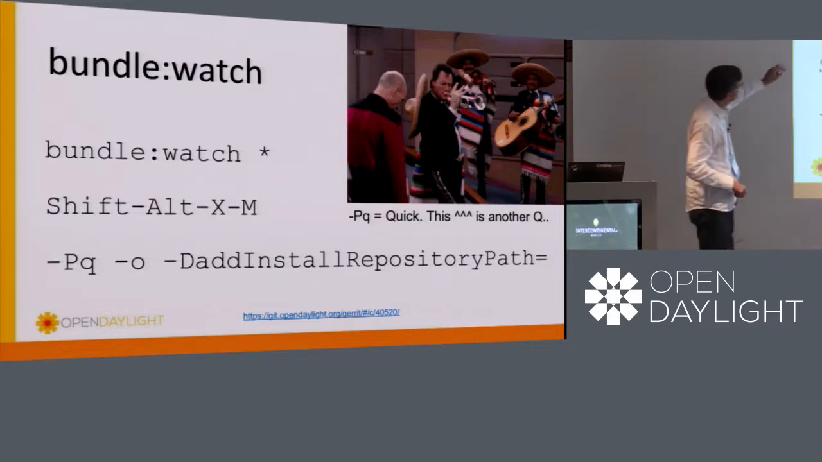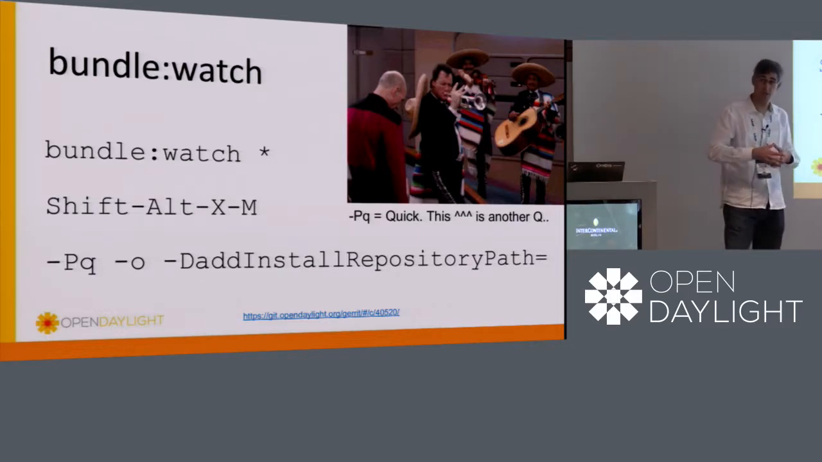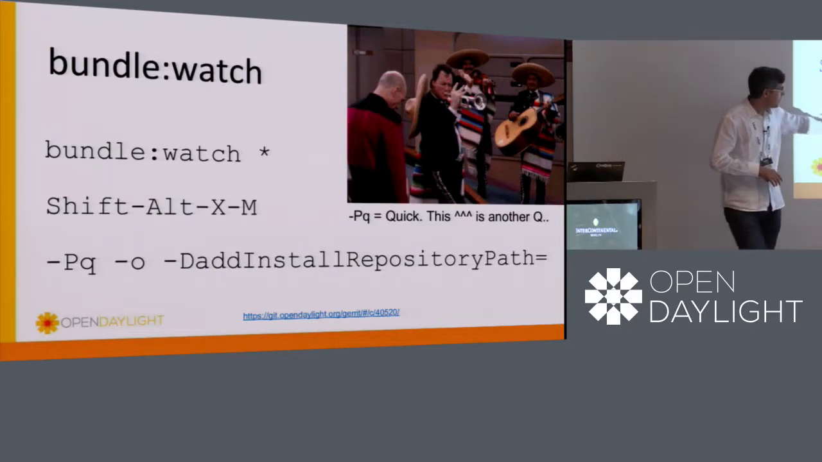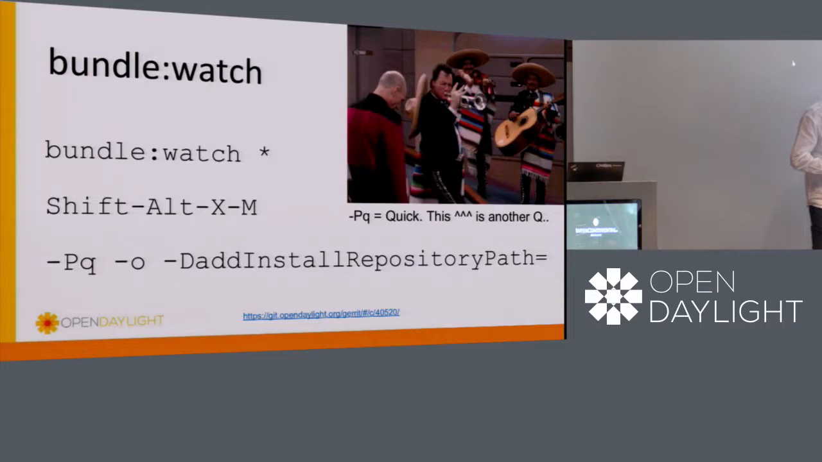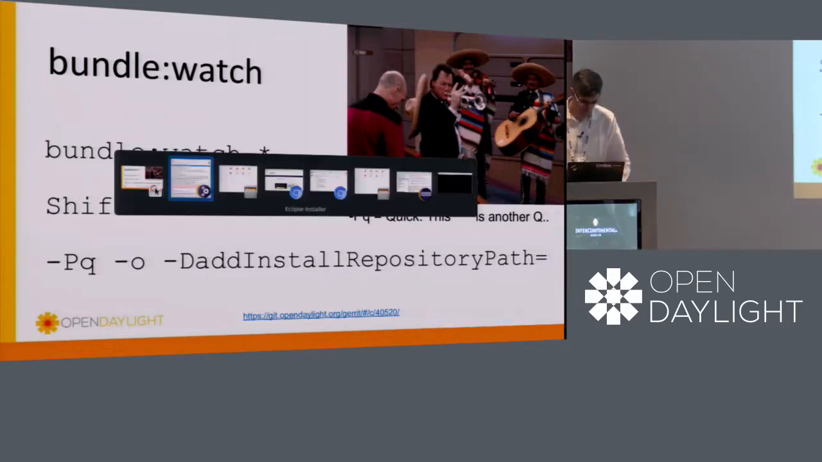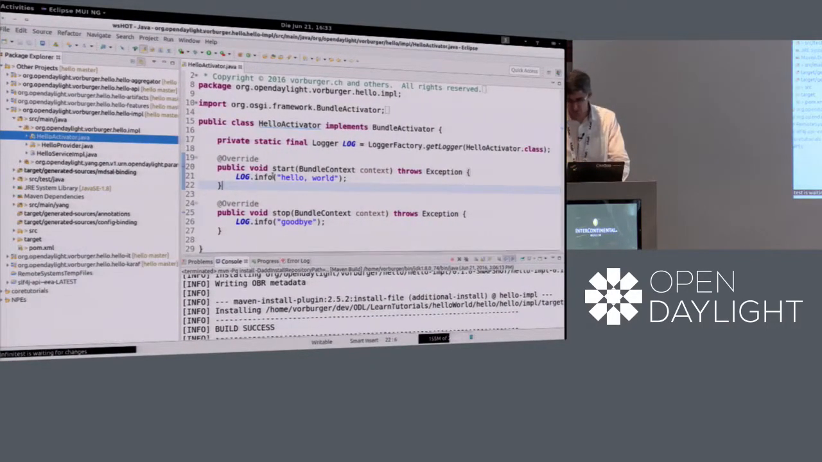And this is something that Karaf supports through a command called bundle:watch. So if you do bundle:watch *, you tell your runtime environment, please watch out for any changes. And I've added this new option here to the build environment, add install repository path. I want to show you this real quick live. Suppose that I have some code here, which in this case really just prints hello world when it starts and says goodbye when it stops.